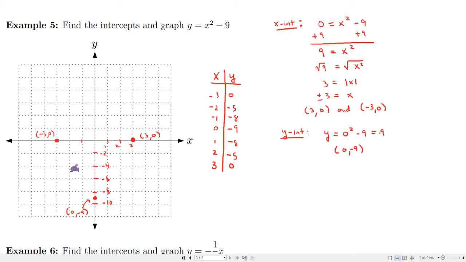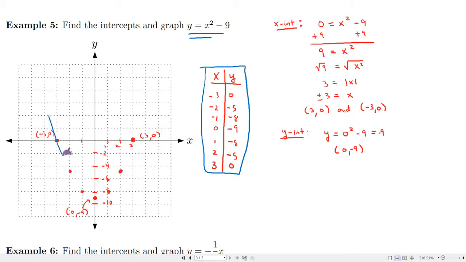So -2, -5 will be down here. And then -1, -8 is like this. And then 1, -8 will be that point there. 2, -5 is here. Okay, so you know what? Let me switch to another color since everything is labeled with red. So let's actually graph this. Let's fill in this information here. So we're going to connect those red dots together, and that would look something like this.